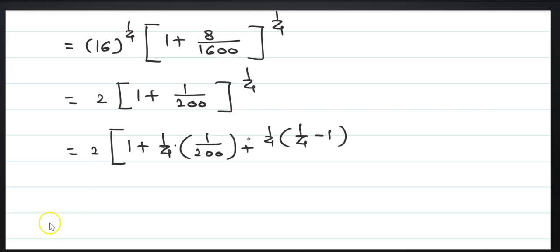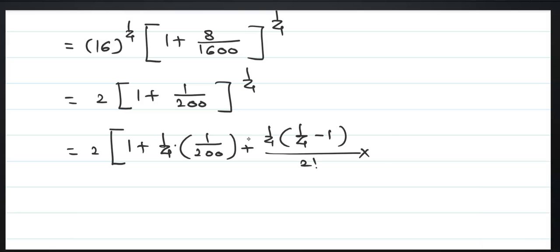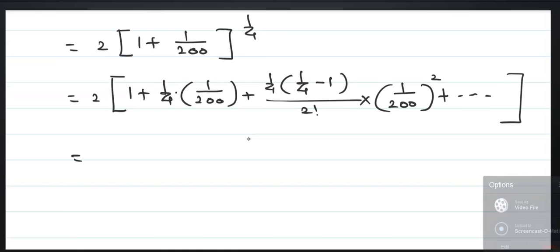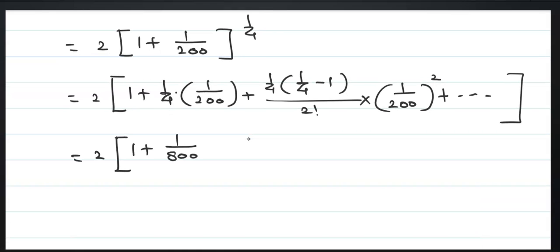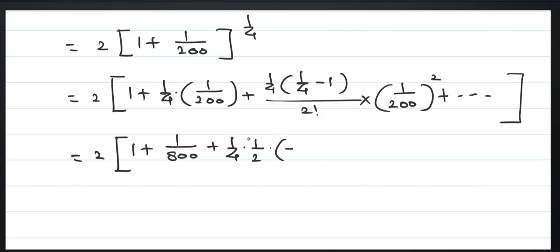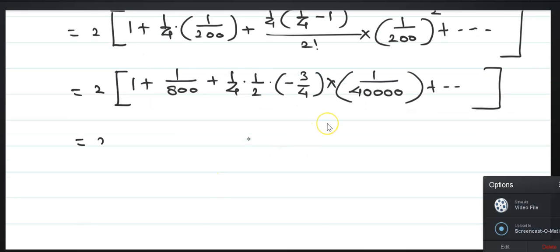Now here are the calculations, and here we will apply the binomial expansion: 1 plus 1 by 4 into 1 upon 200, plus 1 by 4 into 1 by 4 minus 1 upon 2 factorial into 1 upon 200 bracket square, and in this way, 2 in bracket 1 plus 1 upon 800, minus 1 by 4 into minus 3 by 4 upon 2 into 1 upon 40,000. Now these are the calculations you can perform on your own also.